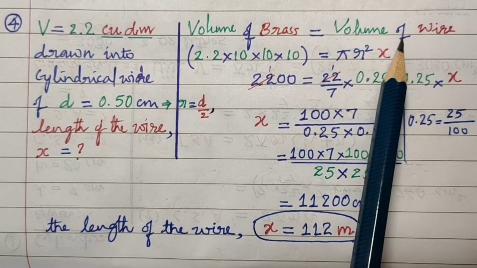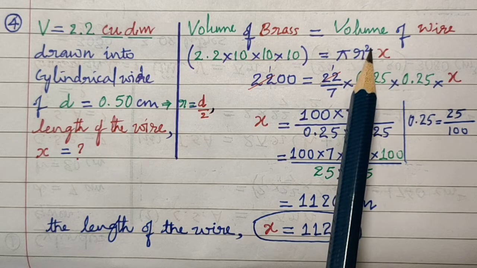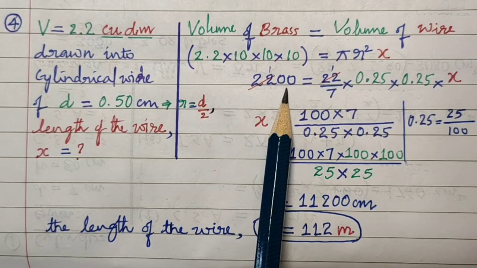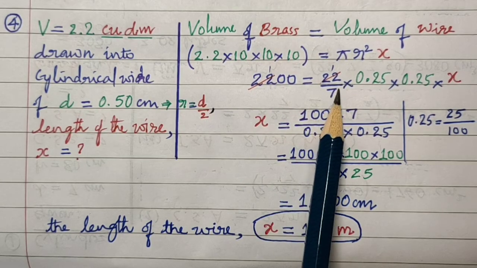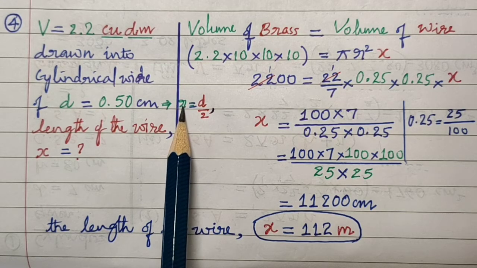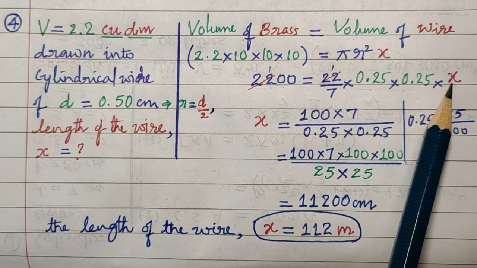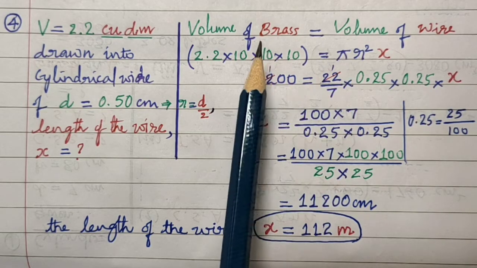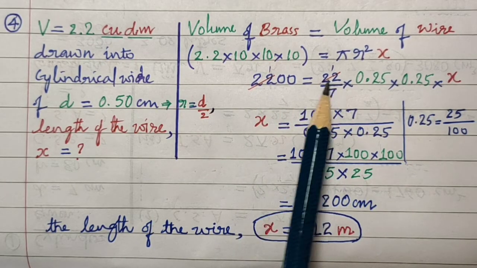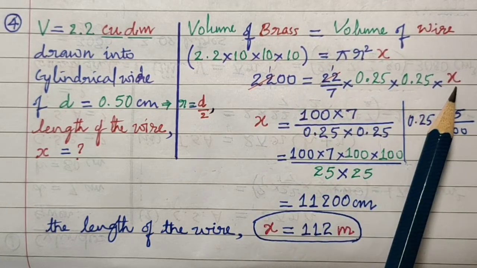So this wire is like a small cylinder, where the volume is pi r square x. So total volume of brass is 2200, that is equal to 22 by 7. The radius of the wire which we are going to make is 0.25 into 0.25, and x is the length we are going to get once we draw this brass into wire. So the 22 cancels, then 100 into 7 divided by 0.25.